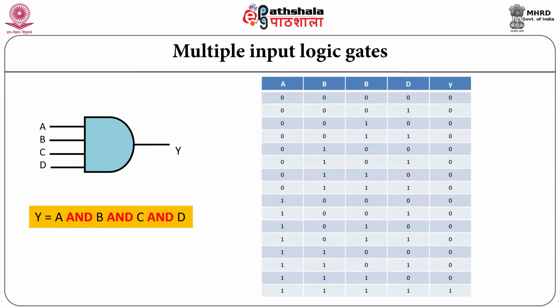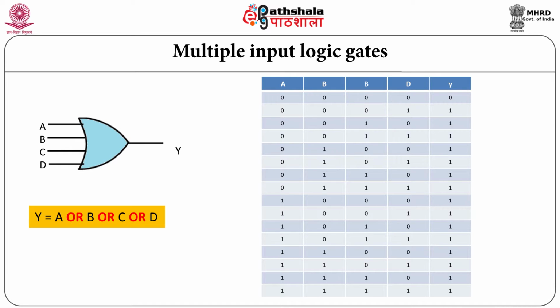Let us consider a 4 input AND gate. With 4 inputs, the number of possible combinations at the input would be 2 to the power 4, that is 16 possible combinations of zeros and ones in the truth table. In case of this AND gate, the output Y is at logic 1 if and only if all inputs are at logic 1. For all other conditions, the output is at logic 0.